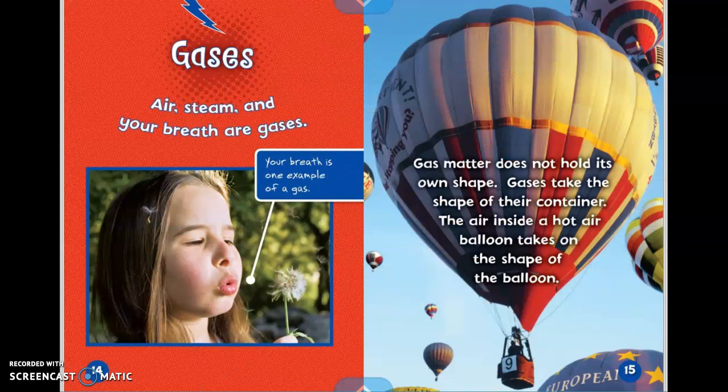Gases. Air, steam, and your breath are gases. It says your breath is one example of a gas. Gas matter does not hold its own shape. Gases take the shape of their container. The air inside a hot air balloon takes on the shape of the balloon.